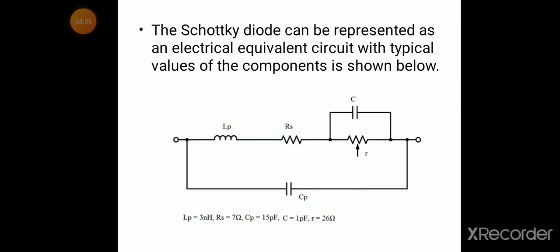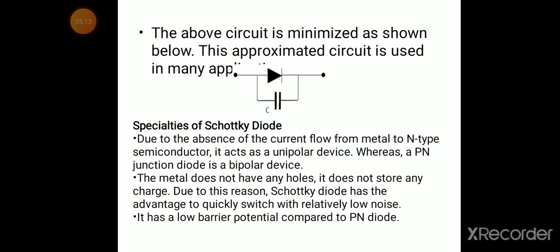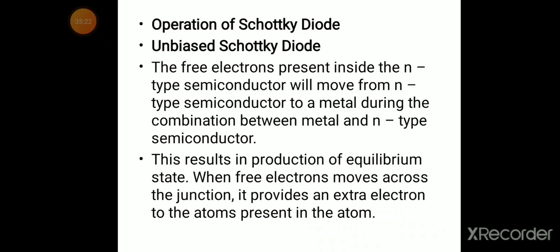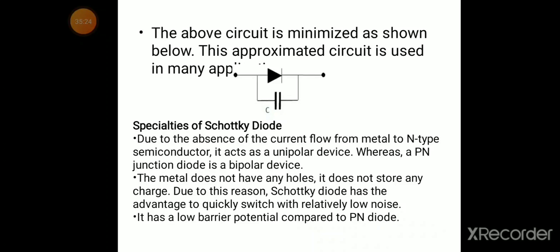The Schottky diode can be represented as an electrical equivalent circuit, with typical values of the components shown below: LP, RS, CP, CR. The above circuit is minimized as shown below. The approximated circuit used in applications is a diode with a capacitor.